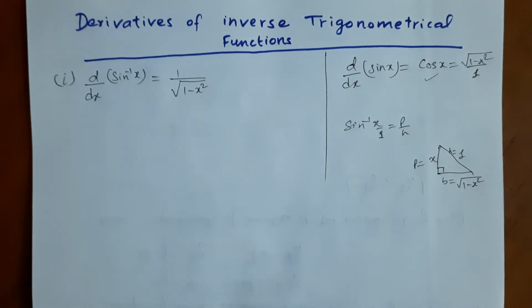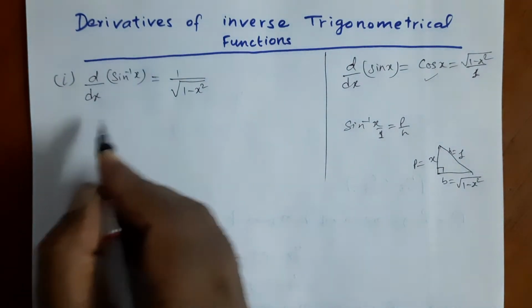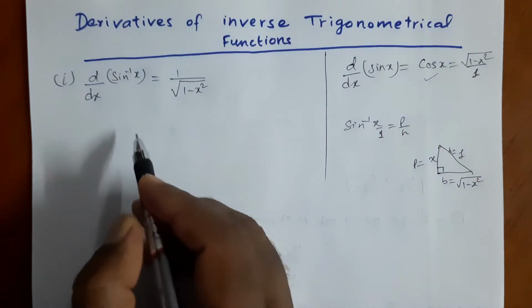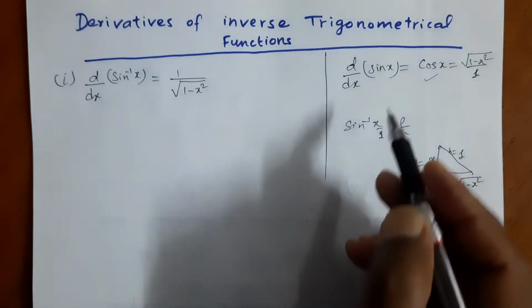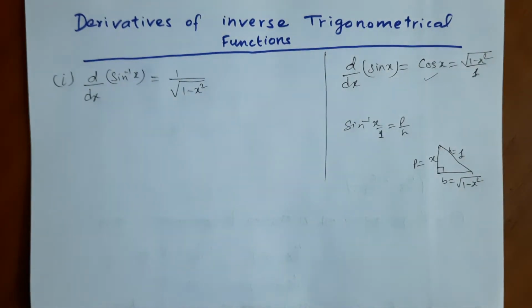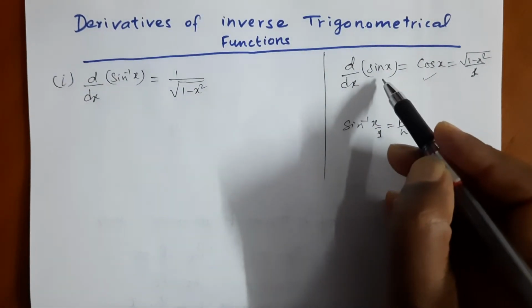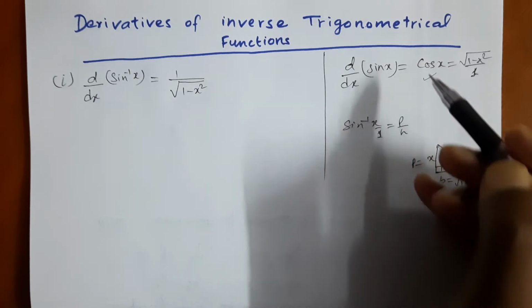In this way we can easily find the formula of the inverse circular function with the help of the formula of the trigonometric functions.